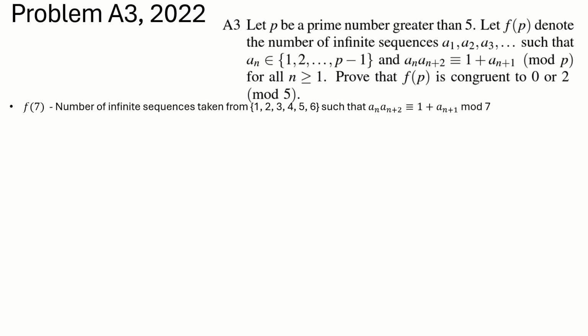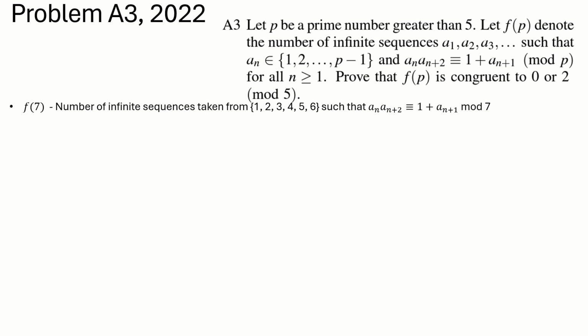It's a good idea to construct an example to make sure you understand the problem. Let's say P equals 7. Now f of 7 will be the number of infinite sequences with terms taken from the set of integers 1 through 6, such that for all n greater than or equal to 1, a sub n times a sub n plus 2 is congruent to 1 plus a sub n plus 1 mod 7.